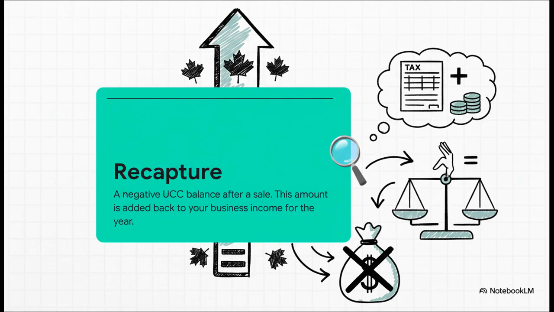So what happens if you apply that lesser of rule and it drives your UCC balance below zero? Well, that's called recapture. Let's say your UCC for a class is $10,000. You sell the last asset in that class for $15,000. When you reduce the UCC, it becomes negative $5,000. The tax system doesn't allow a negative UCC balance, so you have to add that $5,000 back to your business income for the year. Essentially, the CRA is recapturing the excess CCA deductions you claimed in prior years. You claimed more depreciation than the asset actually experienced.